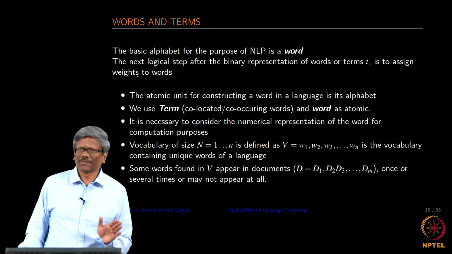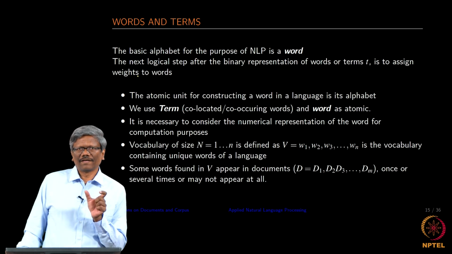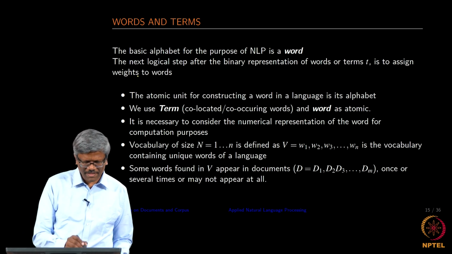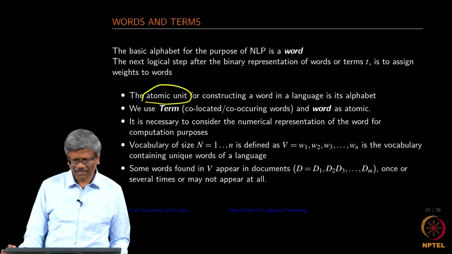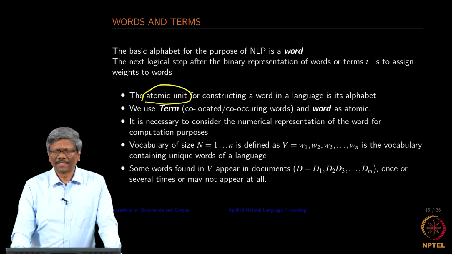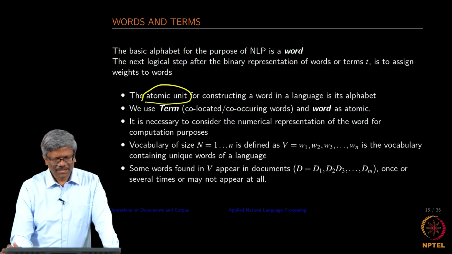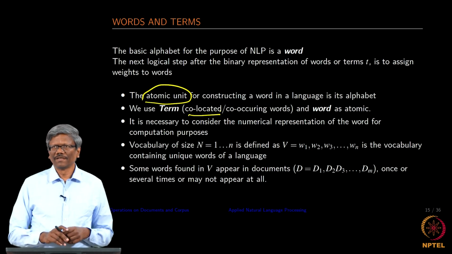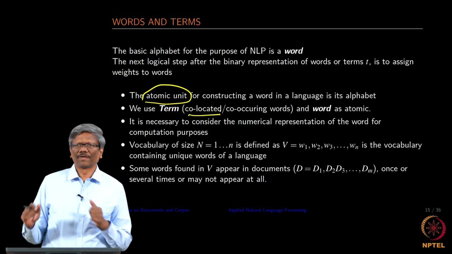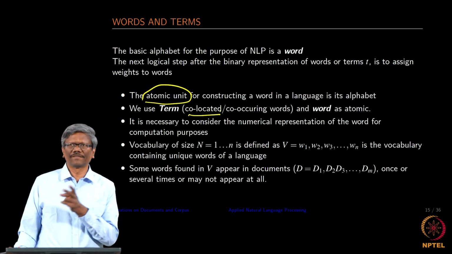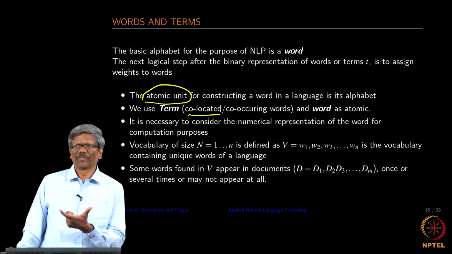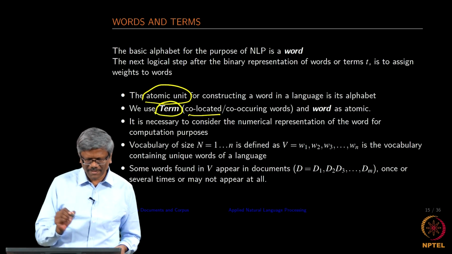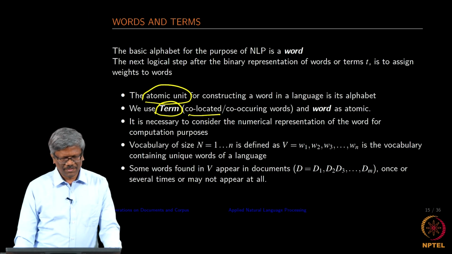For us to know that, we need to understand that the word is atomic in nature for the purpose of natural language processing. The word is your atomic unit, and that is your alphabet in natural language processing terminology. We use the term, as I mentioned earlier, for co-located or co-occurring words, which can also be considered atomic. For example, I do not want to separate New Delhi into two different words; I want to call New Delhi one term. That is atomic for the purpose of natural language processing. That is why I am going to be using the word term in most situations.